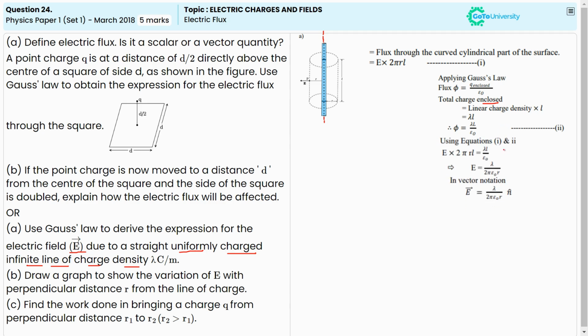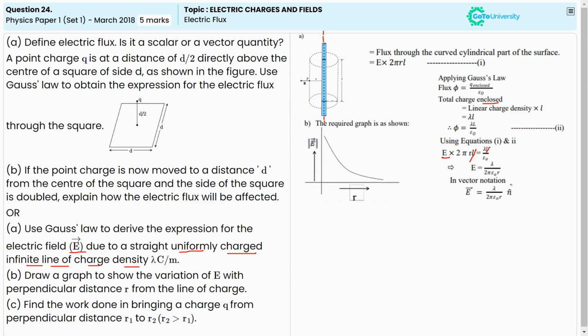Now, using equation number 1 and 2, we can say that total flux, that is E into 2 pi RL, is equal to lambda L divided by epsilon naught. And E is equal to lambda divided by... this L and this L will get cancelled. Then our expression is lambda divided by 2 pi epsilon naught into R. And if I define this in vector notation, E vector is equal to lambda divided by 2 pi epsilon naught R into n cap.